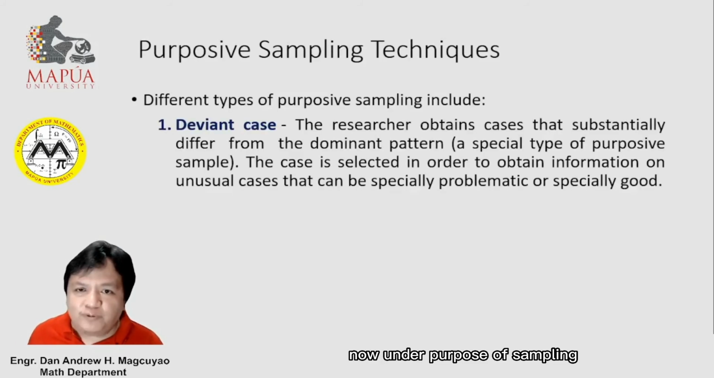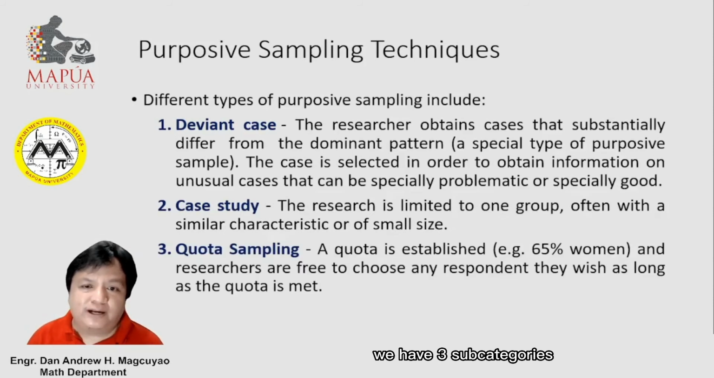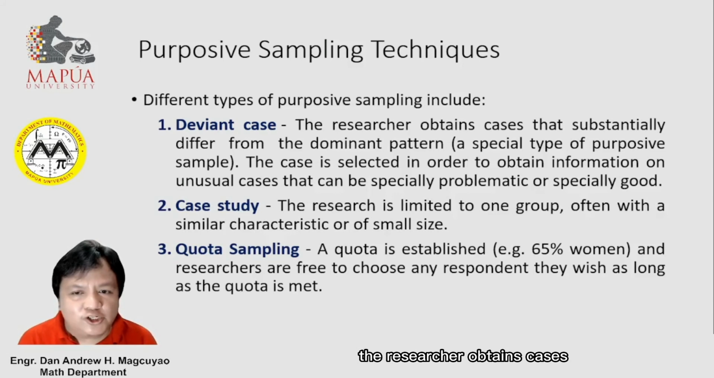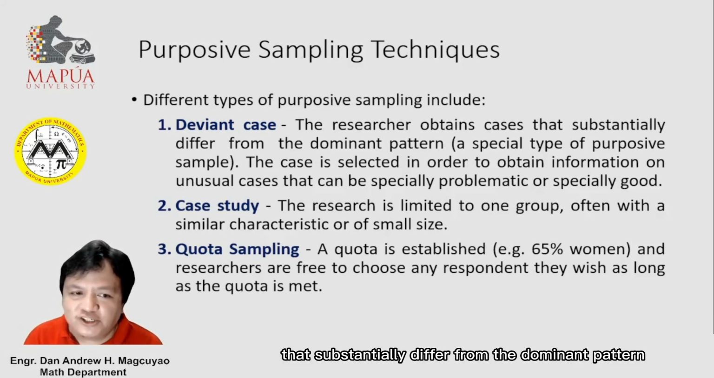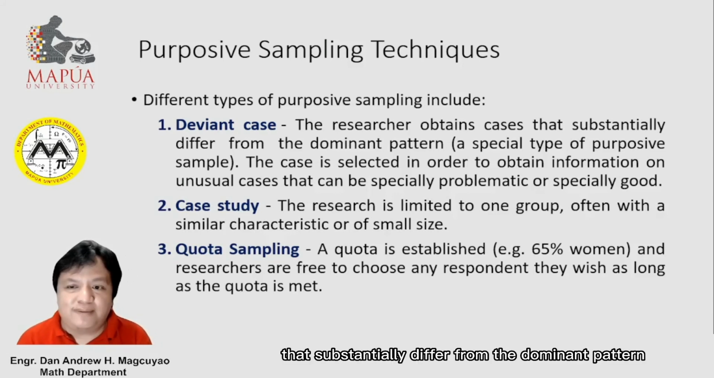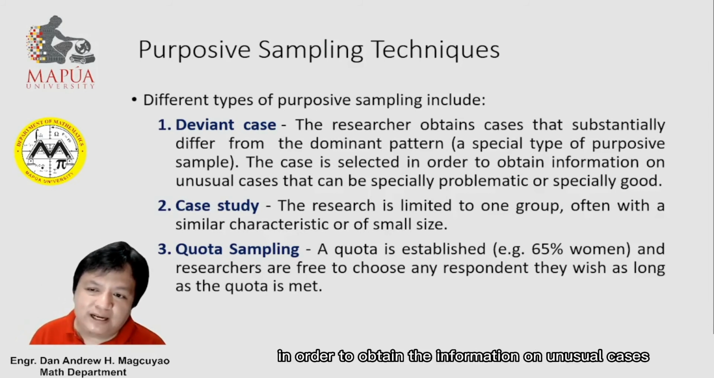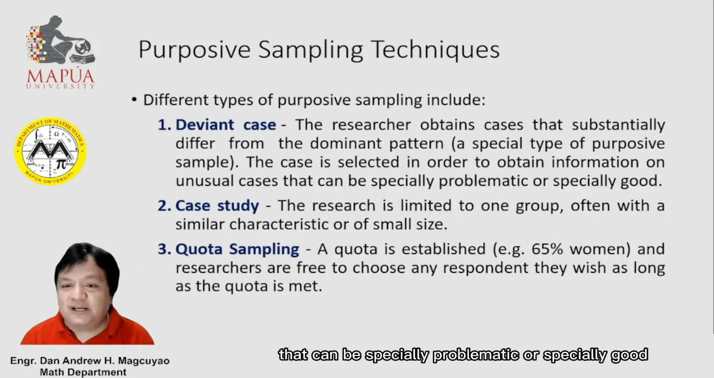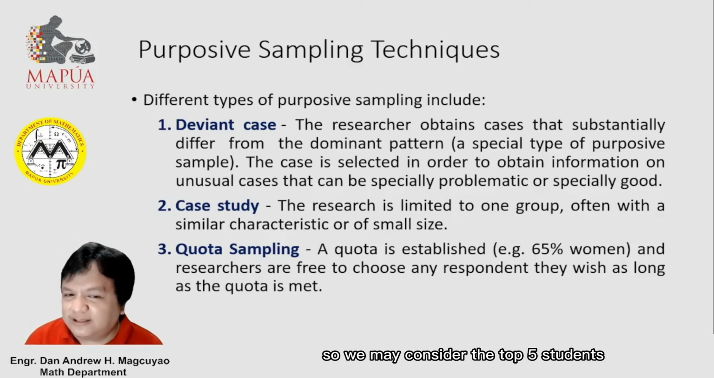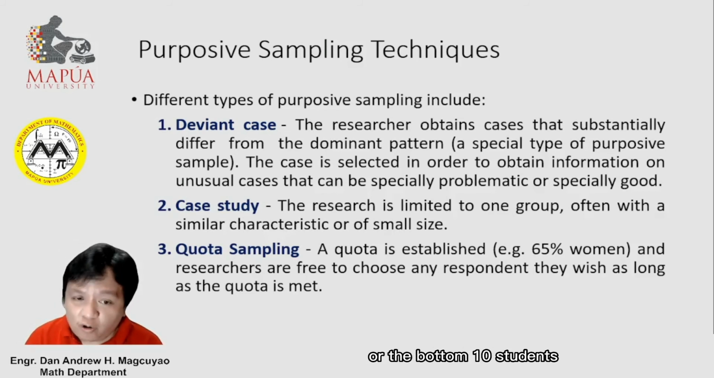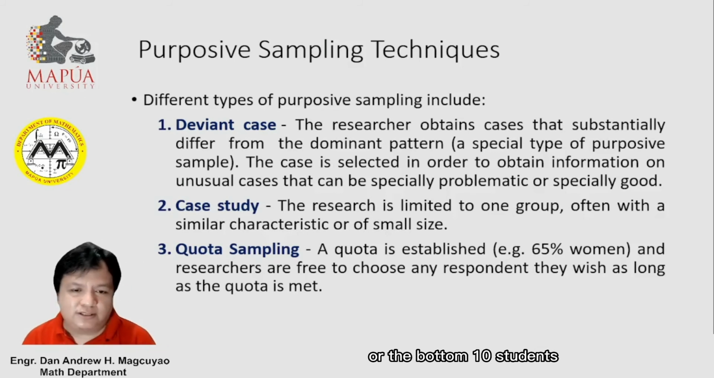Now, under purposive sampling, we have three subcategories. The deviant case. The researcher obtains cases that substantially differ from the dominant pattern. The case is selected in order to obtain information on unusual cases that can be especially problematic or especially good. So we may consider the top 5 students or the top 10 students or the bottom 10 students.